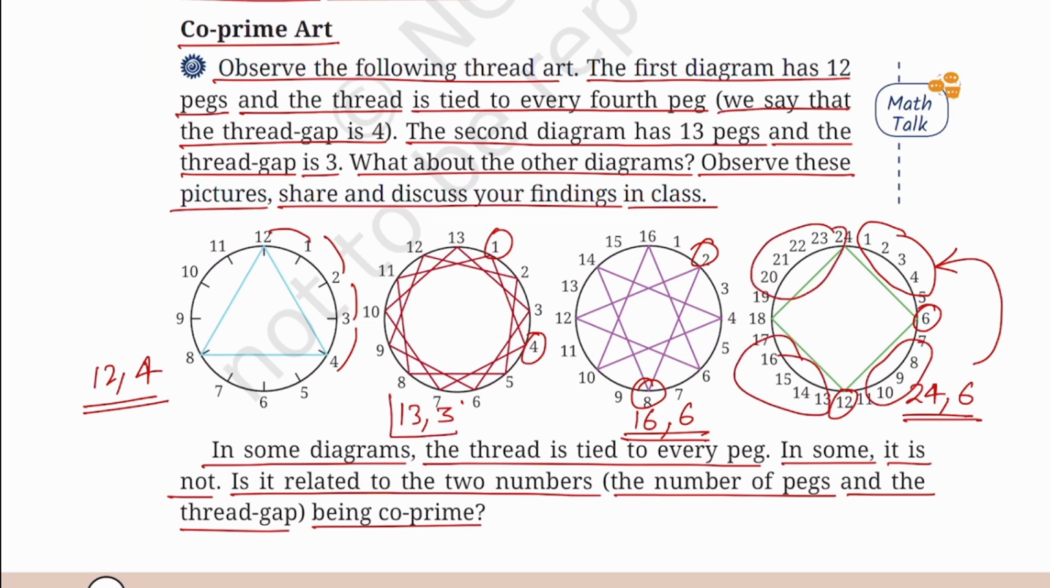In the second picture, you can see that 13 and 3 are co-primes, and you can observe that all pegs are tied to a thread. So there is no untied peg. This is because 13 and 3 are co-primes.